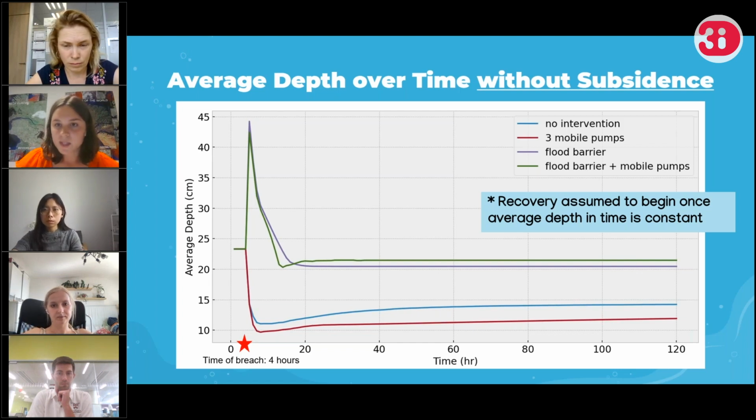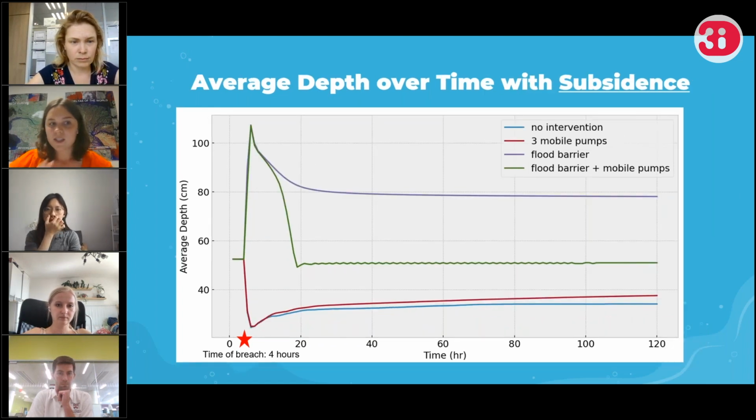And this is without subsidence. And so the average depth is around 20 centimeters with a flood barrier, and then between 10 and 15 centimeters without. This is quite different when you have subsidence. It significantly increases the average depth after a dike breach.